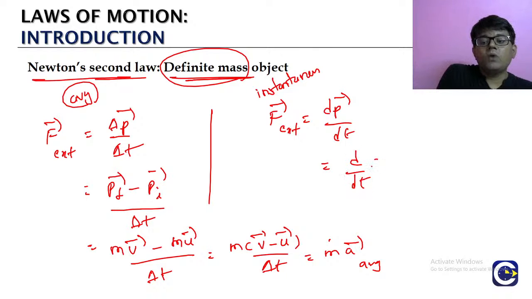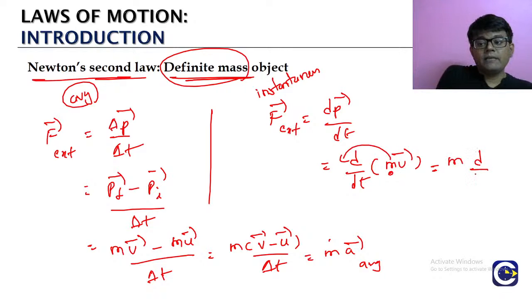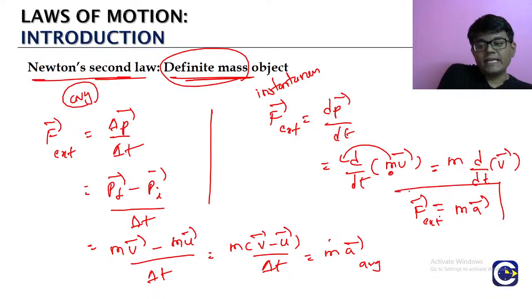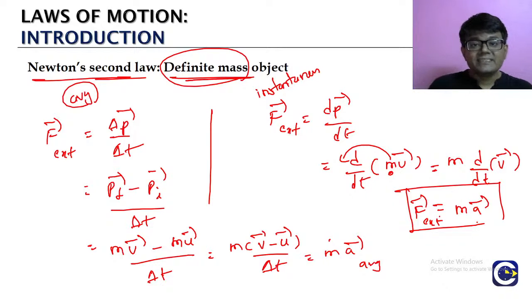So the derivative of momentum, which is mass into velocity. Here M is a constant, that is what we are saying, definite mass. So when we take the derivative, constants will come out, right? M into the derivative of velocity. What does the derivative of velocity mean? Rate of change of velocity, the derivative of velocity with respect to time. This is nothing but the instantaneous acceleration, right? If we take the derivative of the velocity function with respect to time, it will give us the instantaneous acceleration.